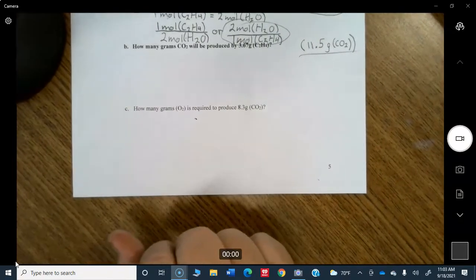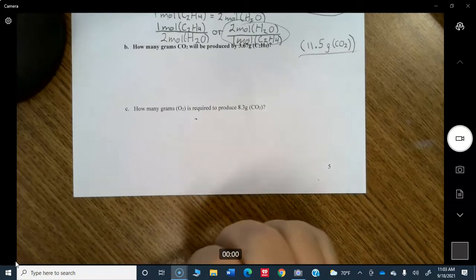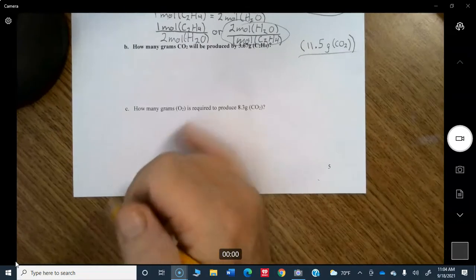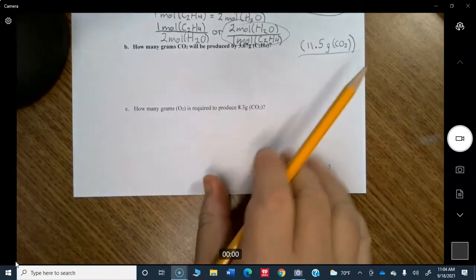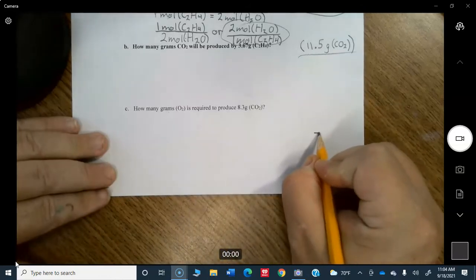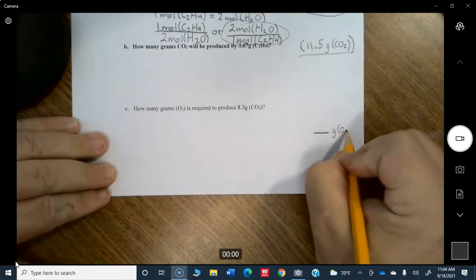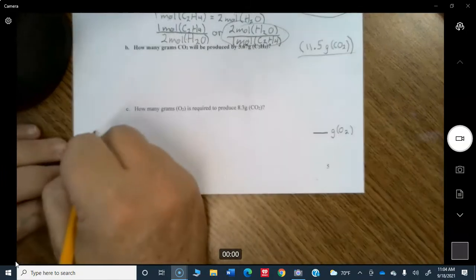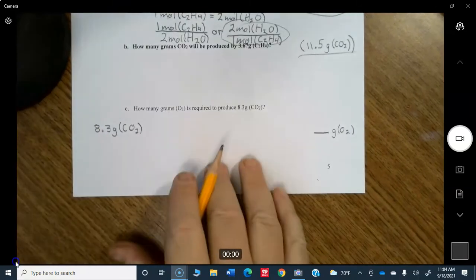All right. How many grams of O2 is required to produce 8.3 grams of CO2? So by this point, some of you are recognizing if it's grams to grams, it's going to be 3 conversions. So that means we're going to have a long equation here. We're going to do grams of O2. That's what we're looking for. And way over here, we're going to have 8.3 grams of CO2.